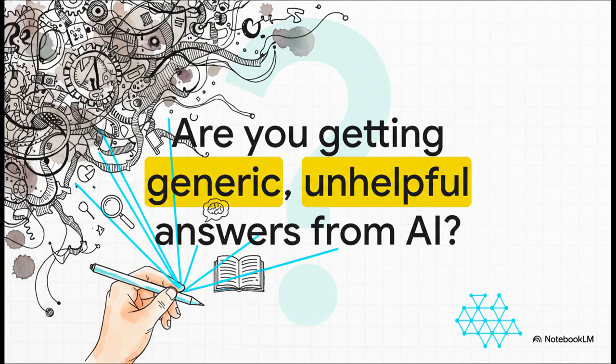So, does this sound familiar? You ask an AI for help with a pretty specialized project, and what you get back is, well, it's a generic, surface-level summary that's pretty much useless for what you need to do. It's a super common frustration, but believe me, it's one we are going to fix right now.